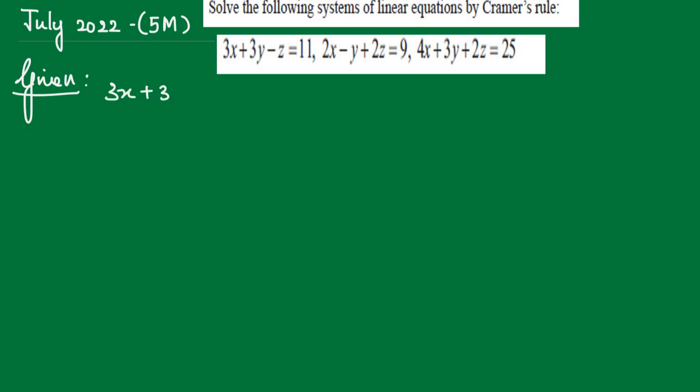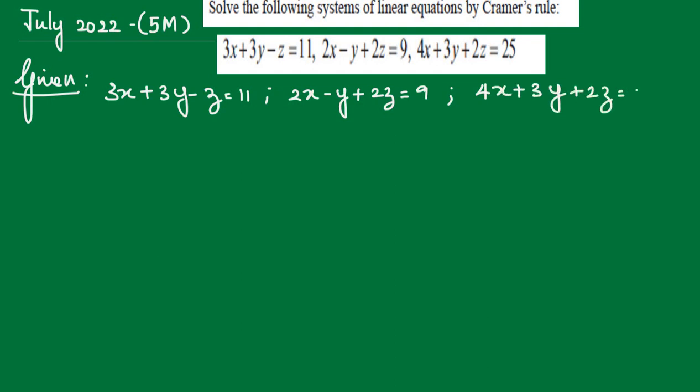3x plus 3y minus z is equal to 11. Second equation 2x minus y plus 2z is equal to 9. And the third equation is 4x plus 3y plus 2z is equal to 25. We are asked to use the Cramer's rule here. So first we write what is delta.